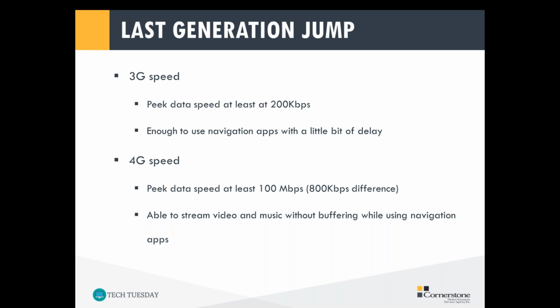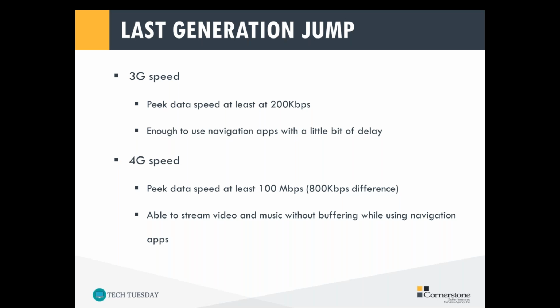The peak data speed was about 200 kilobytes per second, and it used enough speed to use a navigation app with a little bit of delay. That's when 3GPP rolled out the 4G standard, in 2008. That was set as the next milestone, but they didn't expect it to be hit quickly. The peak data transfer speed had to hit at least 100 megabits per second versus kilobits per second. That's an 800 kilobyte per second difference, by the way, because kilobytes to megabytes is 1,000. That's just the overall difference in their powers through the metric system.